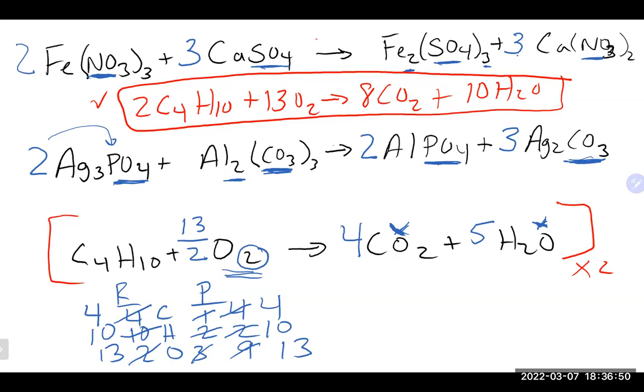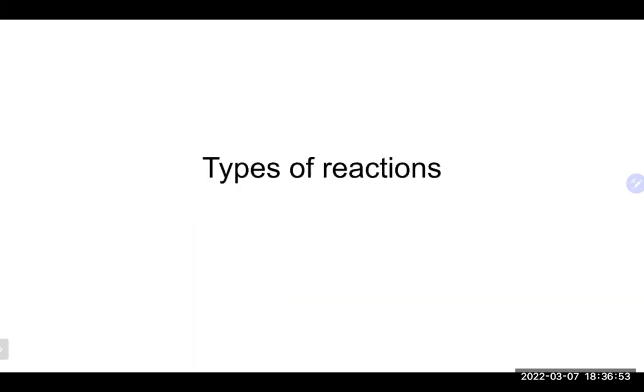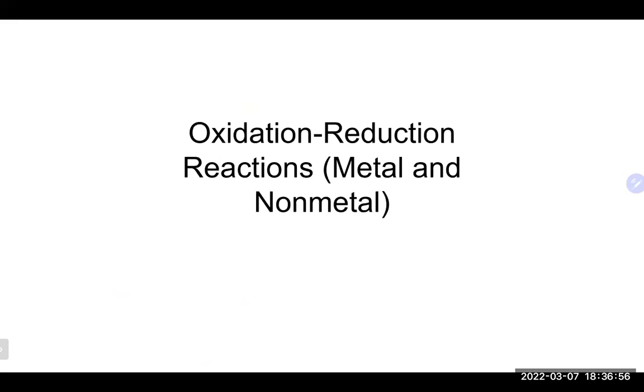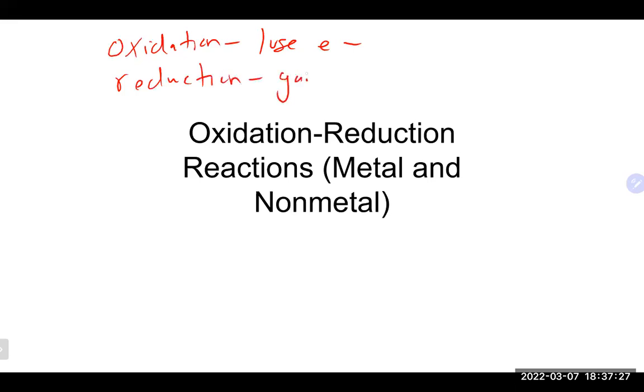Okay, now we talked about balancing equations. Let's talk about different types of reactions. There's many different ways you could classify reactions, even the same reaction. One big classification of reactions are what are referred to as redox reactions. Redox reactions are oxidation reduction reactions. When we talk about oxidation reduction reactions, basically oxidation means that something typically will lose electrons, and reduction means that something will gain electrons.